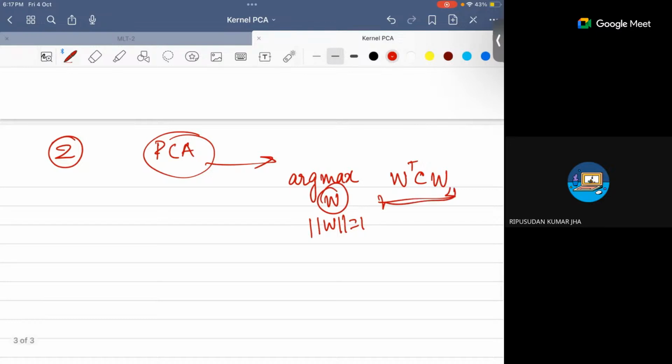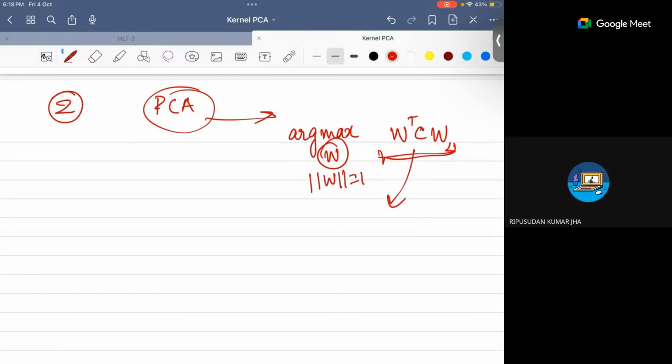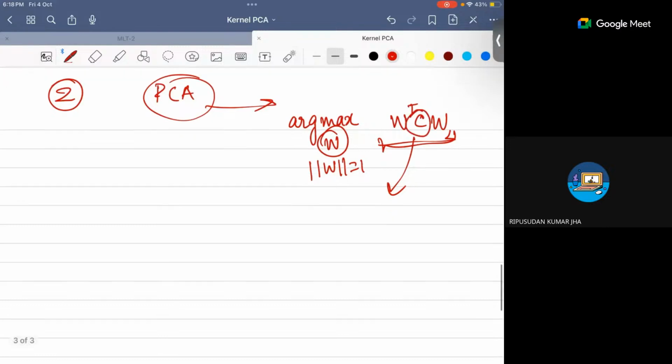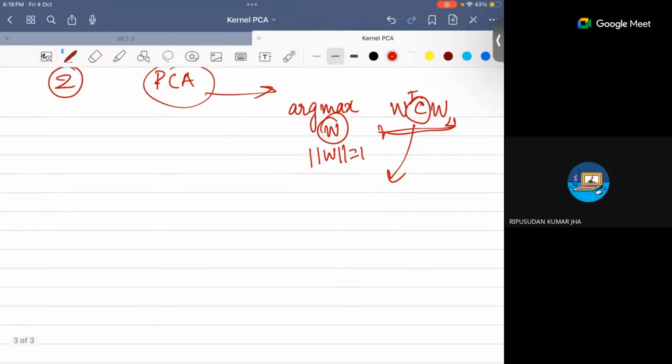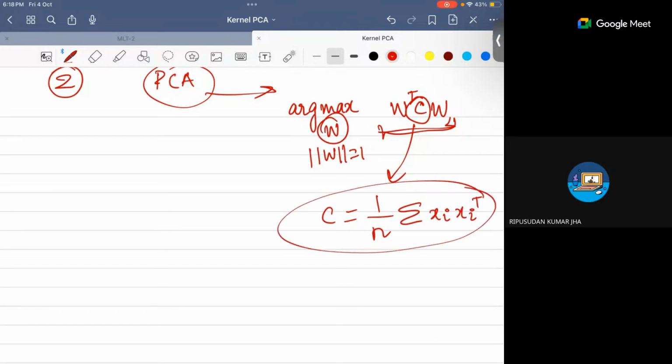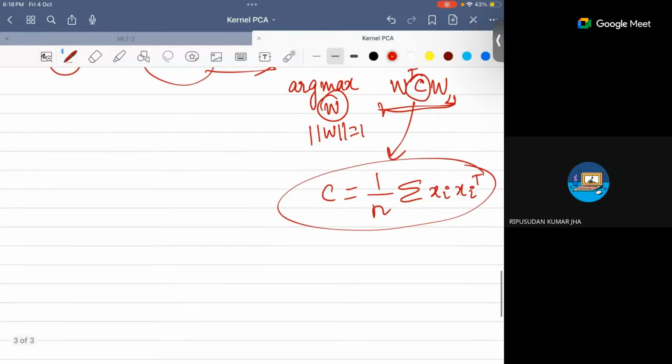W transpose CW, and then we came up with one solution: the eigenvector corresponding to the maximum eigenvalue of this covariance matrix. That will be our best direction, or the direction with the maximum variance. We were representing C as 1 upon n summation of xi xi transpose. This is our covariance matrix, and all the data sets we are discussing are centered from the starting itself. If it's not, you'll have to do that. So this is our covariance matrix.